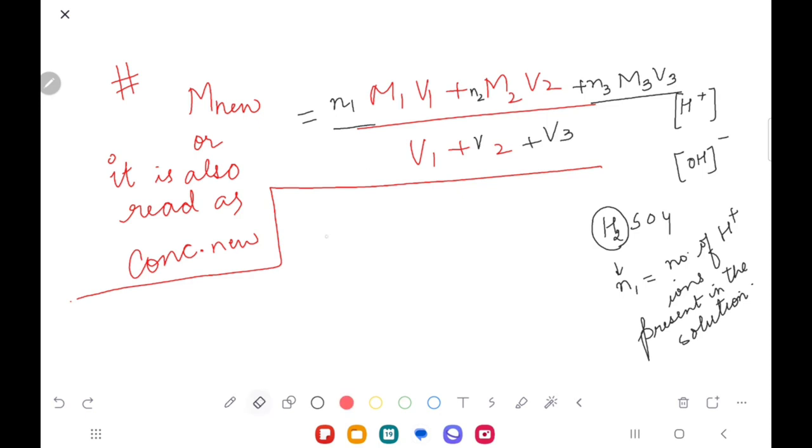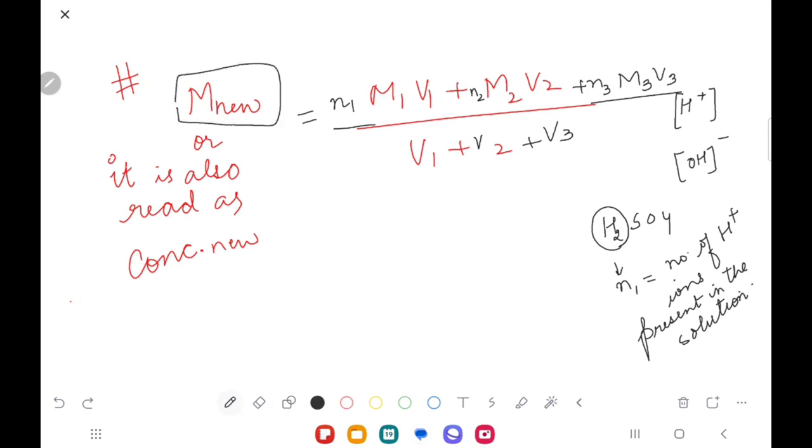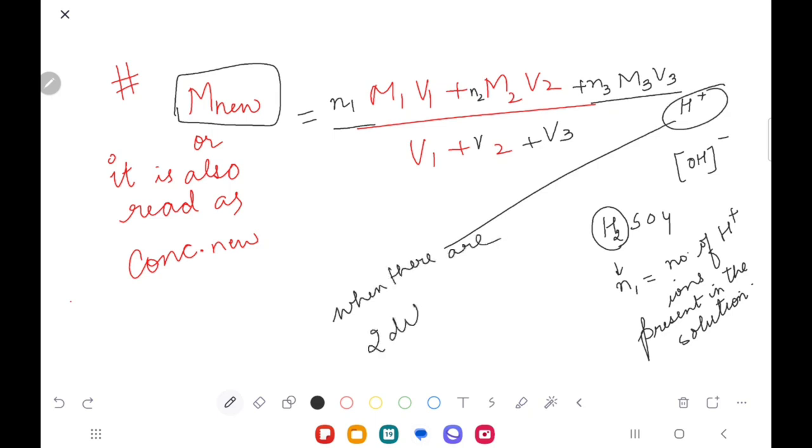So this is the concept. What exactly is the concept? It says you have to find out the new concentration. Now sometimes we do not really need the concentration. When do we have to calculate the concentration of H plus? Understand. When there are two different acids.